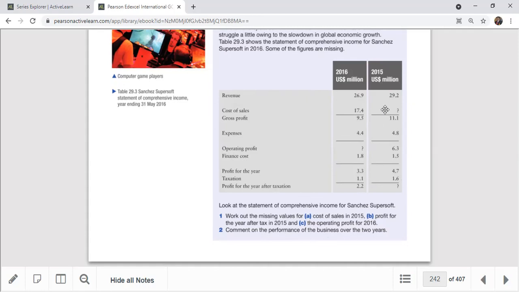Performance: as you can see, the revenue from 2015 to 16 dropped, 29 to 26. So it's actually a slowdown in their growth. If you compare the gross profit, you can see it's 11.1, then 9.5. You can see 2015 performance and 2016 performance, it's a little bit of a drop, right? But we have to analyze the other things too, the profit for the year after taxation, how much they actually earned. For that, we take the gross profit minus all these expenses. Operating profit is 6.3. So 6.3 minus finance expenses, profit for the year 4.67. You can see the last one is 4.7 million minus 1.6 million. The profit for the year is 3.1. That means net profit also decreased from 3.1 million to 2.2 million. So overall, you can see the company performance has gone down.